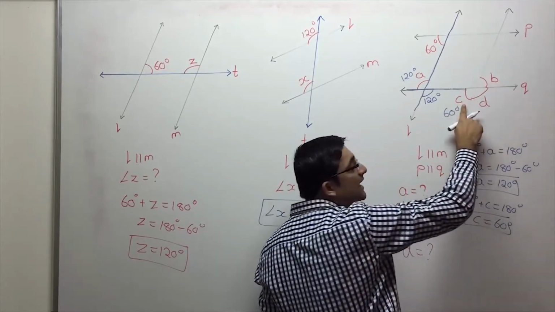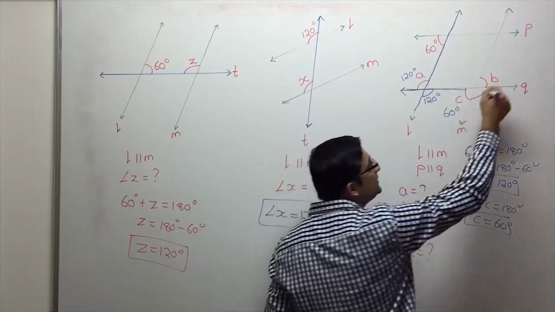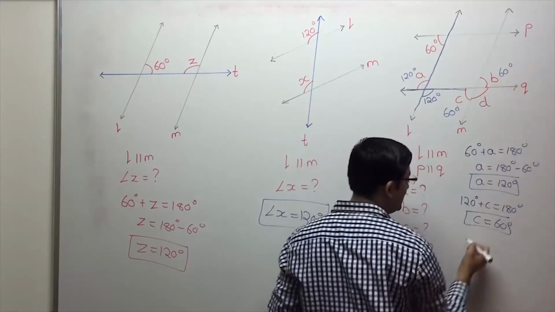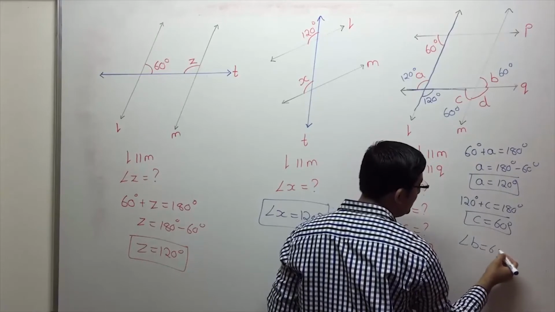Now angle B and angle C are vertically opposite angles. So if this is 60, this will also be 60. So angle B is 60 degrees.